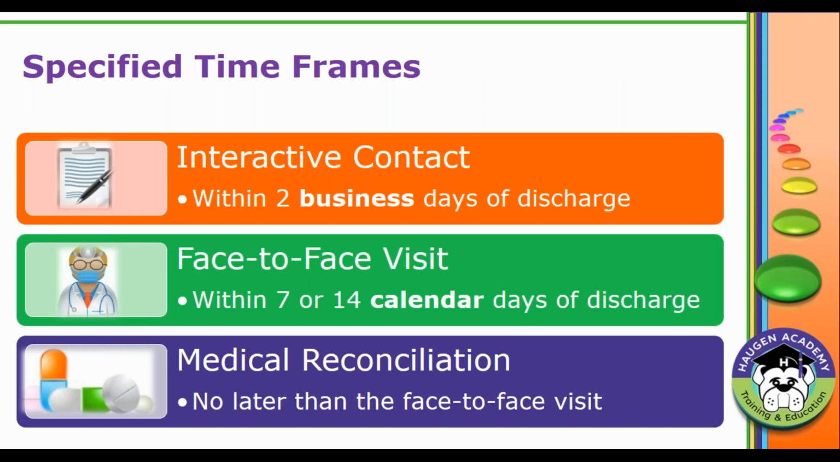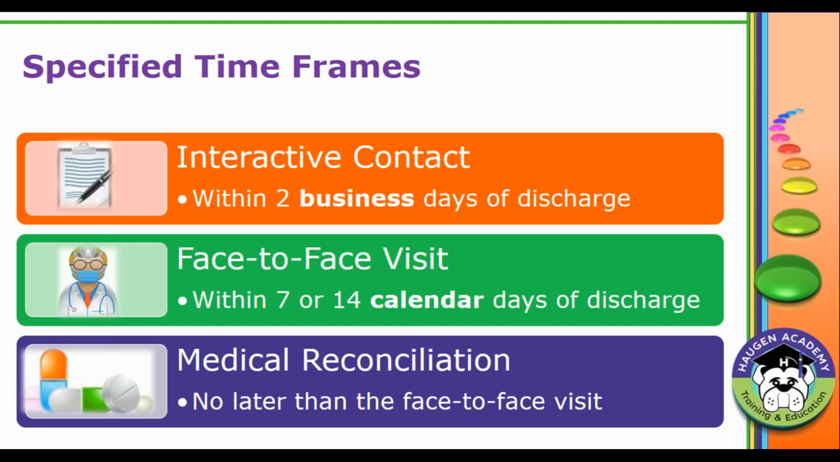So let's go right into the specified timeframes, and there's a few that all are tied to the Transitional Care Management Service. So like I mentioned, the required face-to-face visit, initial patient contact, and the medication reconciliation all have specified timeframes. So the first face-to-face visit is part of that transitional care management, and you're not going to be able to report that separately. So you would not be able to bill an E&M for that face-to-face visit. That's part of the transitional care management service.